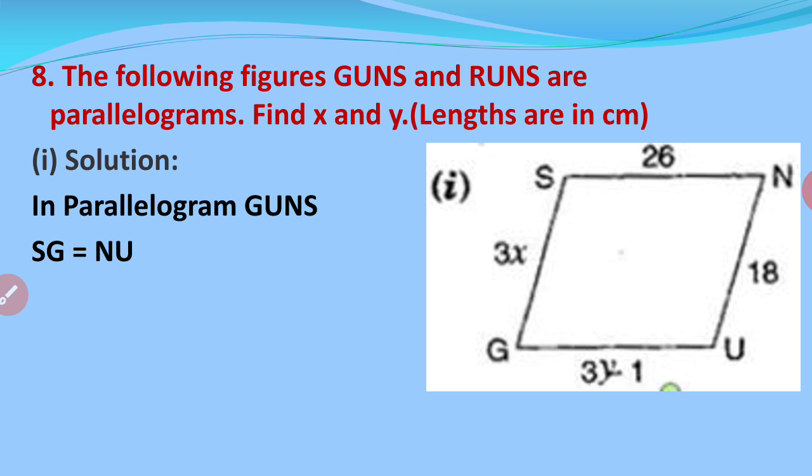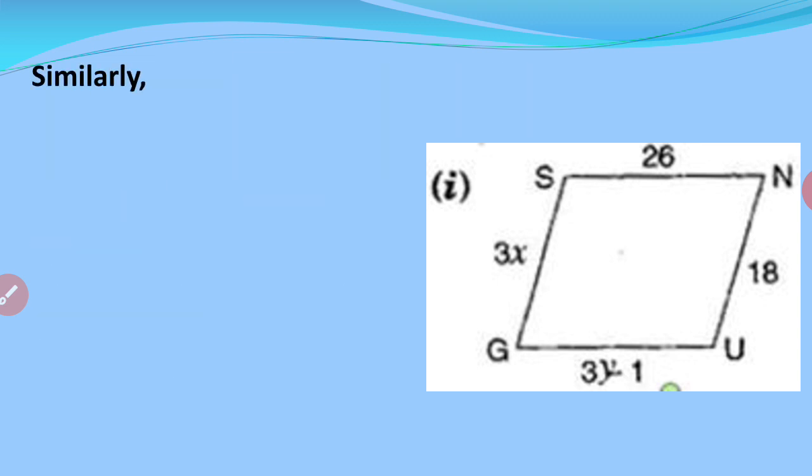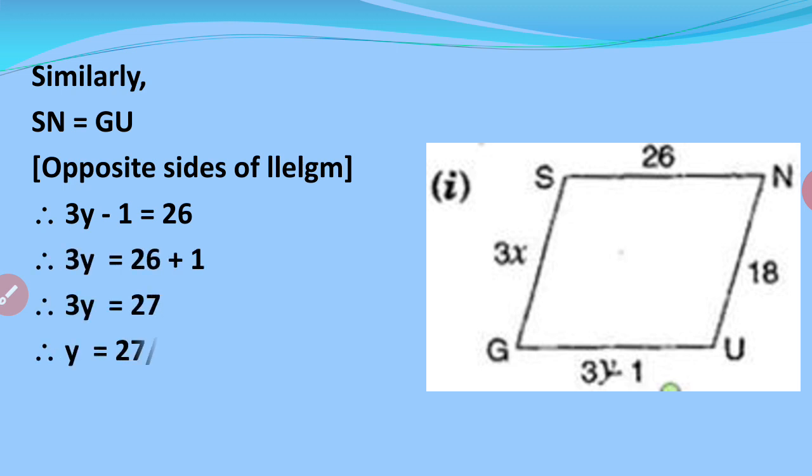So we can say that SG is equal to NU. Let us put the values. 3x equal to 18. So we can find out the value of x, which is equal to 6 centimeters. The other two sides are also equal. So we can say that SN is equal to GU. Therefore, 3y minus 1 is equal to 26. With this, we can find out the value of y, which comes out to be 9.